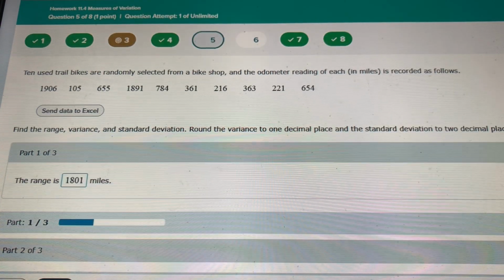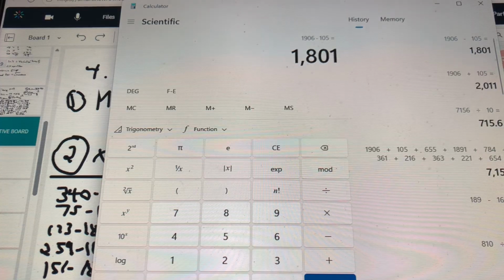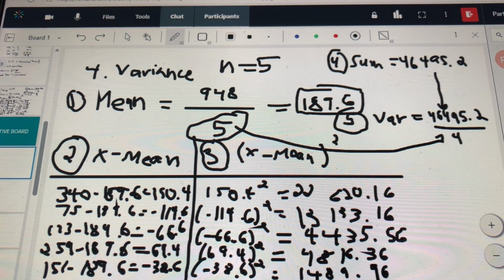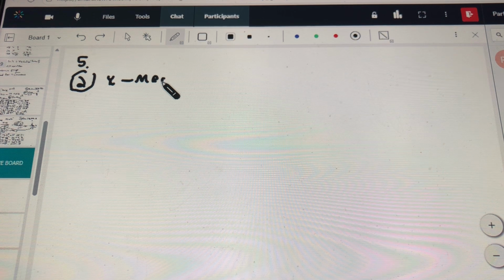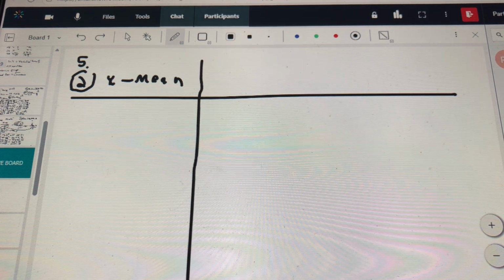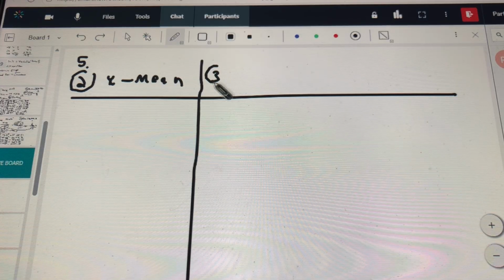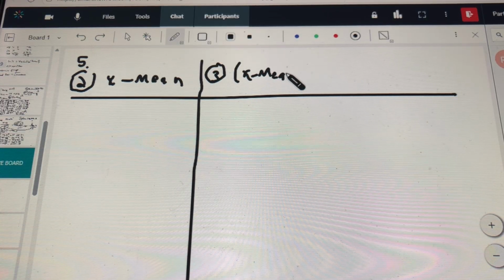It's easy to do, but also easy to mess it up slightly. 1801. Okay, so now I found the mean. It was 715.6. So on number 5, I'm going to jump right to my step 2, each number minus the mean, and then at the same time do step 3, each number minus the mean squared.